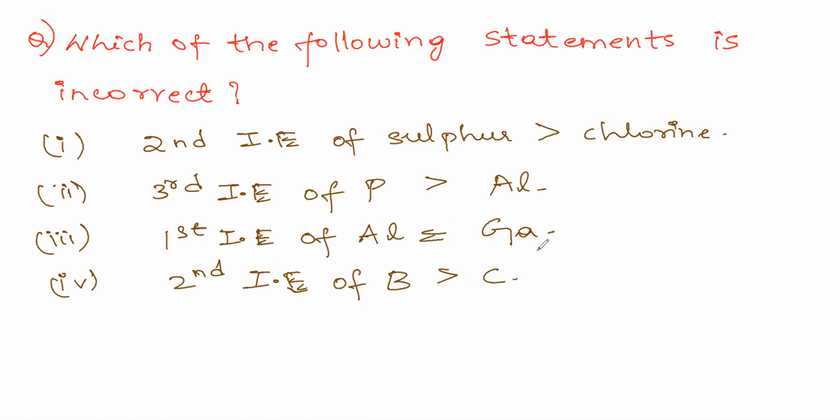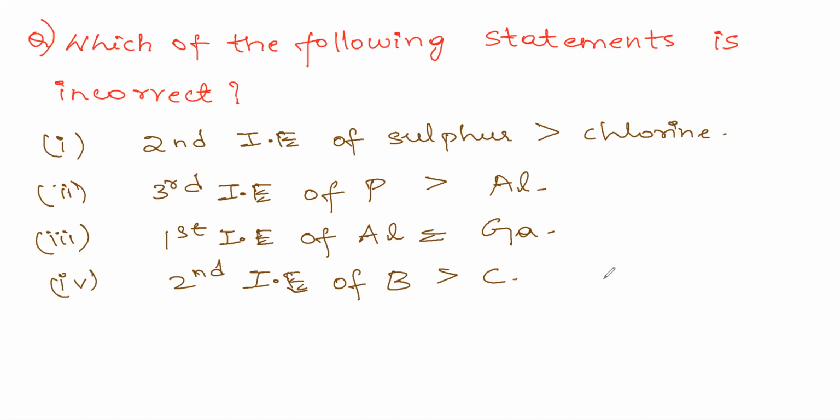So now coming to these questions, how to solve. They are asking about second ionization energy. What is ionization energy? The amount of energy required to remove an electron from a neutral gaseous atom is called ionization energy.